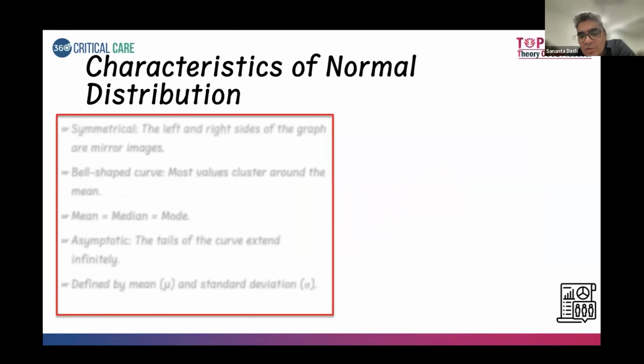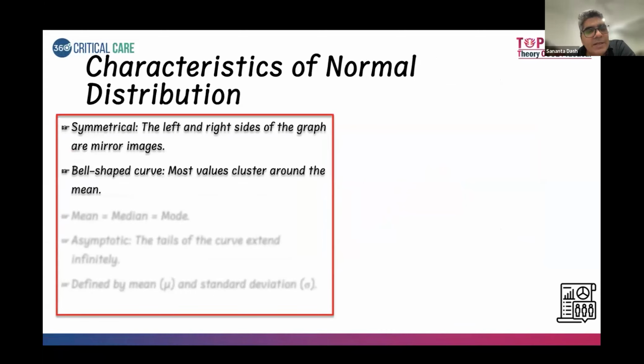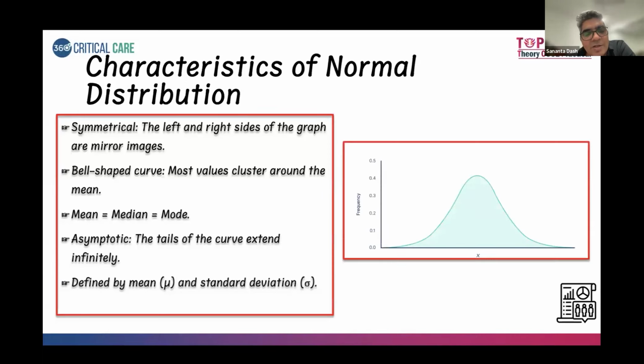Now, characteristics of a normal distribution curve: it is symmetrical. The left and right sides of the graph are mirror images of each other. It is bell-shaped. Most values cluster around the mean. Here, the mean is equal to median equal to mode. The tails of the curve extend indefinitely, though in this curve you can see that they are meeting at the bottom, but they are described to extend indefinitely. The population mean you say as mu, and the standard deviation we talked about is sigma, with 1, 2, and 3 standard deviations.